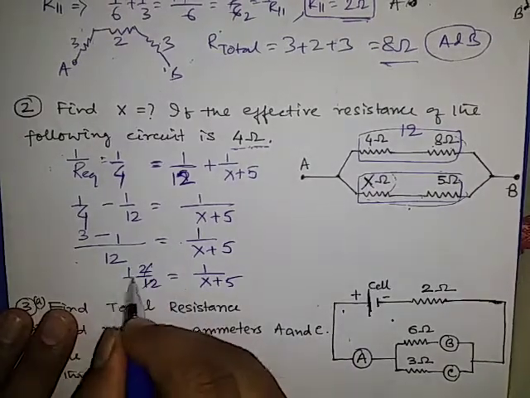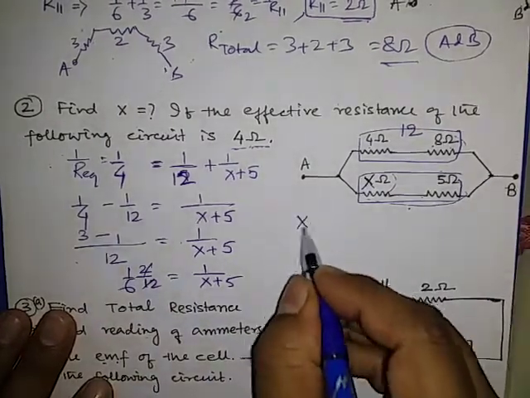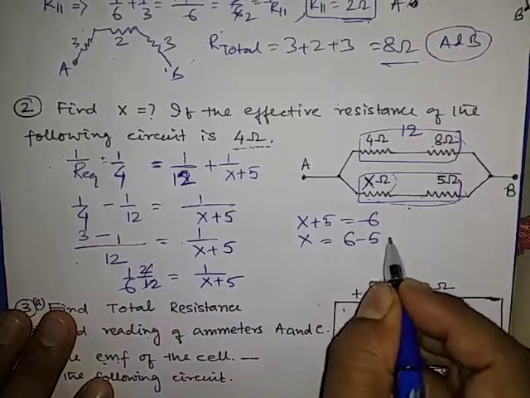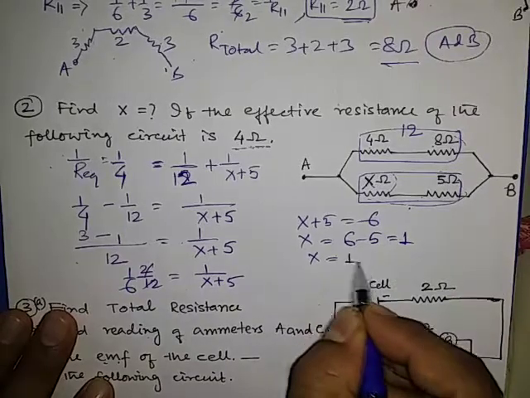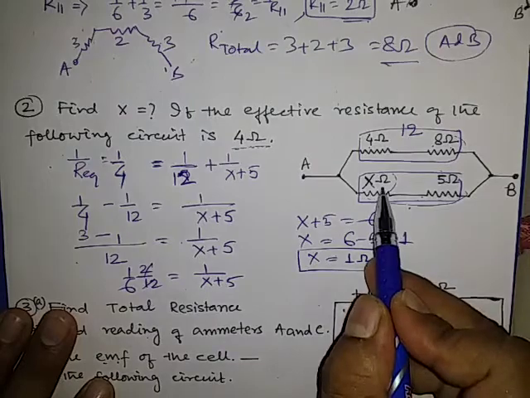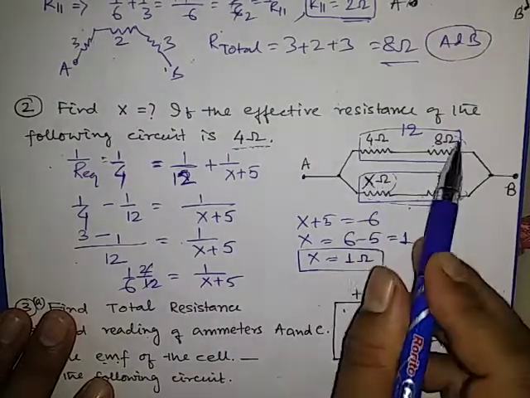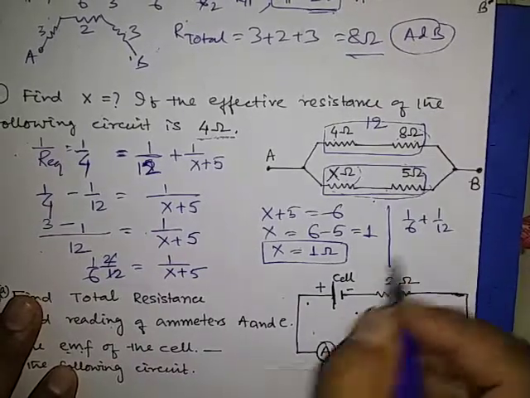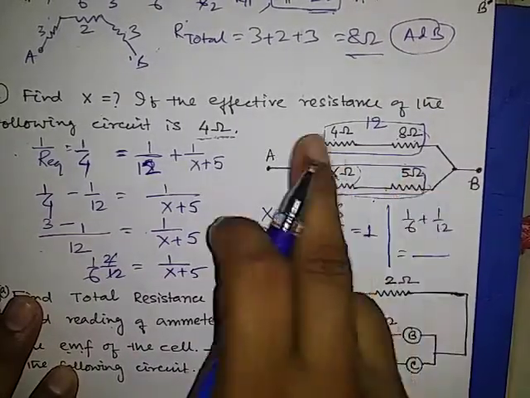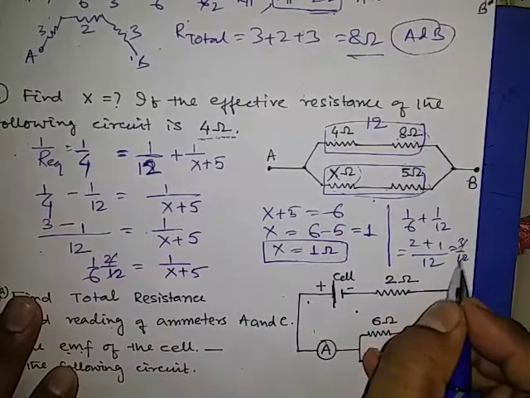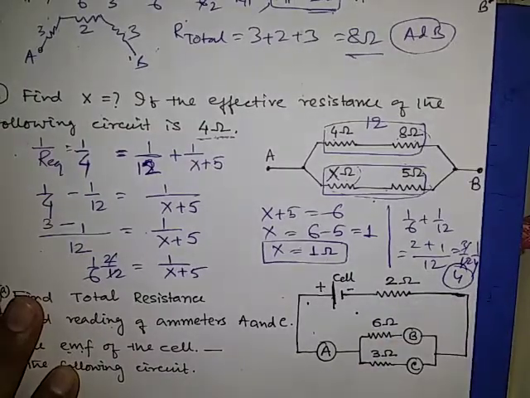Okay, so it's 1 by 6. So you can write X plus 5 equals 6. So X equals 6 minus 5, which is 1. So the value of X is 1. Now you can also cross check it. 1 plus 5 is 6, and 4 plus 8 means 12. So 1 by 6 plus 1 by 12 is equal to how much? 12 divided by 6 is 2, plus 1 is 3. So 3 by 12 means 1 by 4. So the answer is 1 by 4, so you get 4. Right.